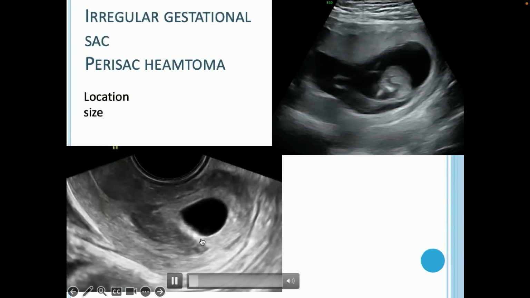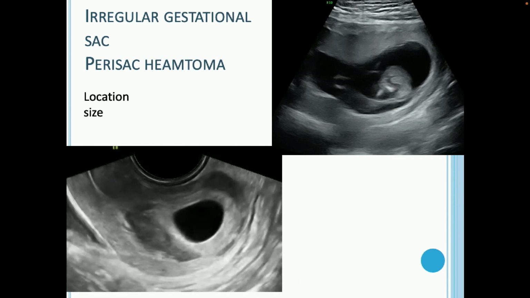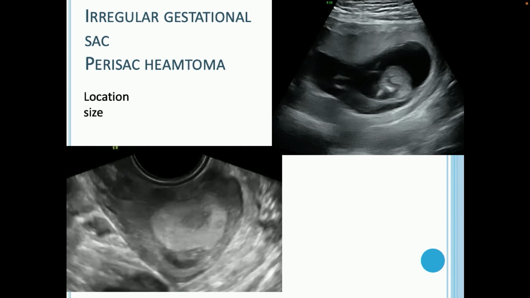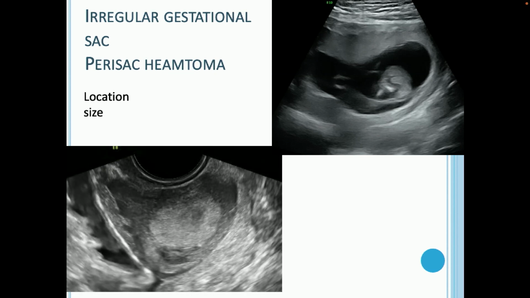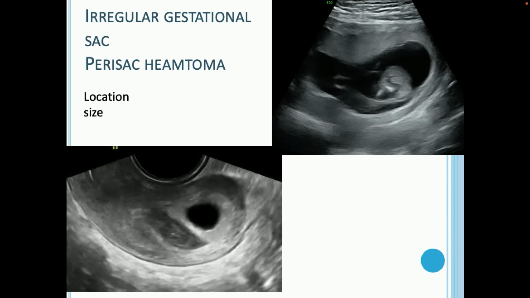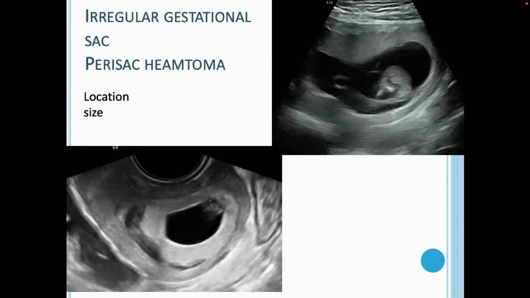You may also trace it towards the cervical canal. With hematoma, again, there may or may not be bleeding. If there is bleeding, we call it a threatened abortion. If there is no bleeding, it is just an incidental finding. There may be a perisac hematoma. With perisac hematoma, it is not the size, it is the location which is more important.